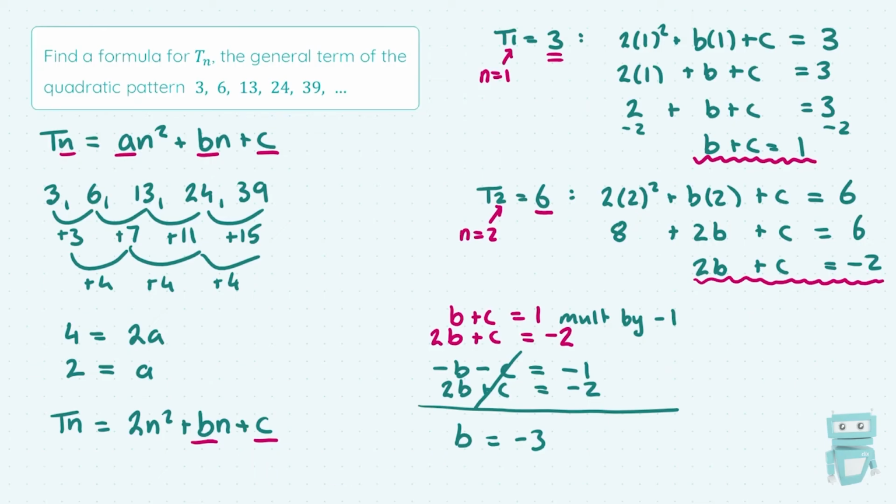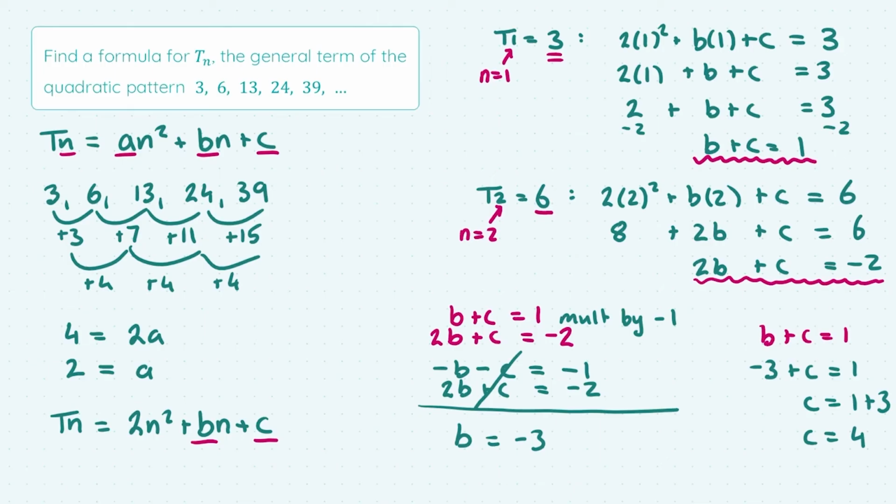And I have a job next to do to go and find c, so I know I can sub this value for b back into either of my two equations. So I'm going to sub it into the b plus c equals 1, because that's the simpler looking equation. And doing so, we get c equals 4. You equally could substitute that into the second equation. You'll also get c equals 4 here.